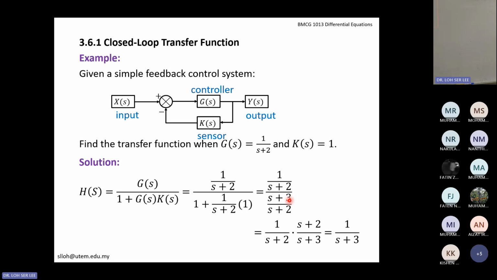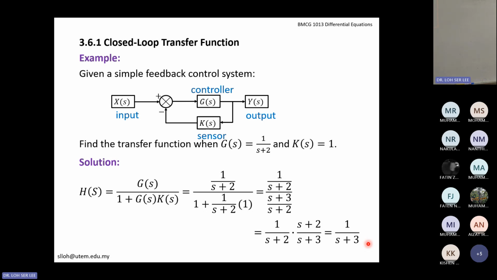Then here, this means A divided by B, that means A times 1 over B. This is your B, this is 1 over B. So we just cancel out the s plus 2, and we get 1 over s plus 3. This is how we simplify the function.